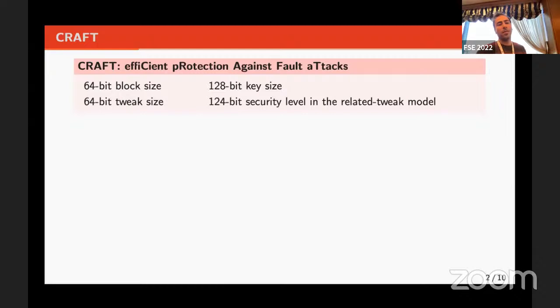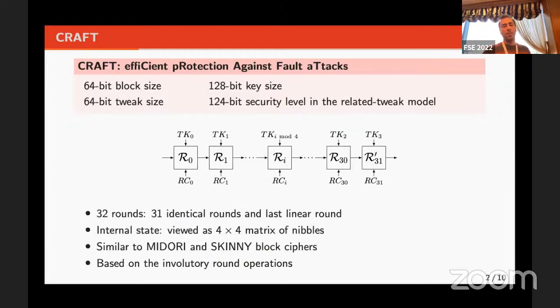Craft is a tweakable block cipher with a block and tweak size of 64 bits, and the key is 128 bits. And it is claimed that it provides 128-bit security in the related tweak model. It follows an SPN structure with 32 rounds, where the first 31 are identical up to tweakey and round constant addition, and the last one is just a linear round.